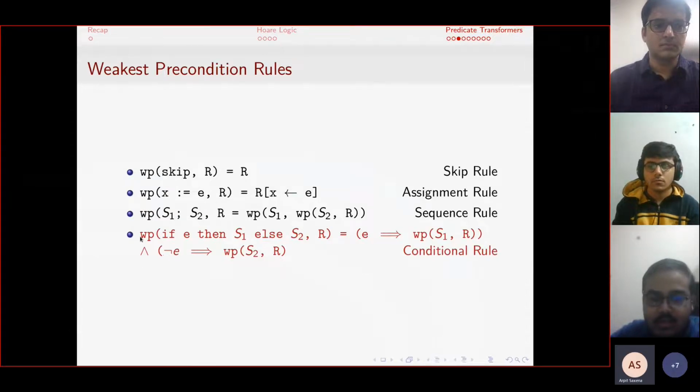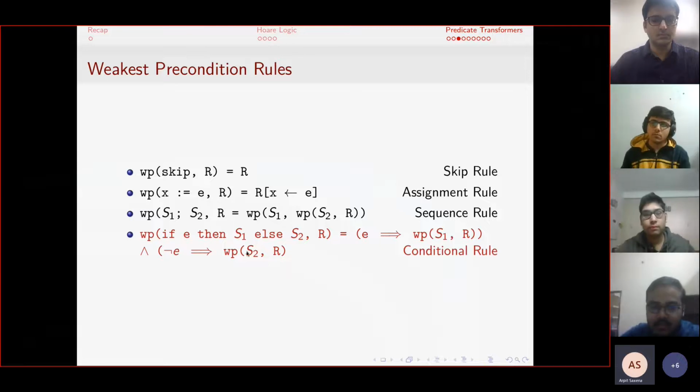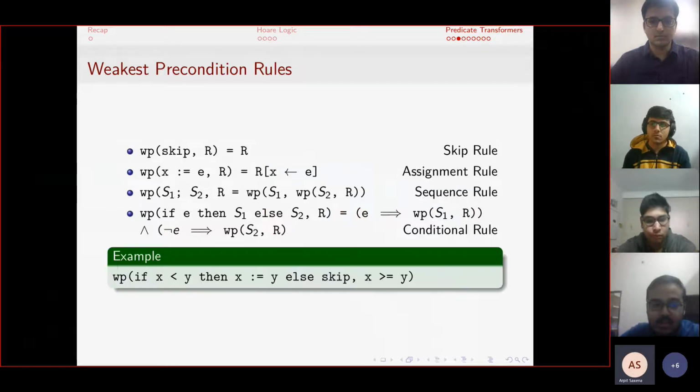Then we have the conditional rule, which says that the weakest precondition over the statement if E then S1 else S2, and the postcondition R, is equal to E implies WP S1 R, and not E implies WP S2 R. So basically we are taking the preconditions over S1 and S2 and combining them using the condition E. Let's look at an example.